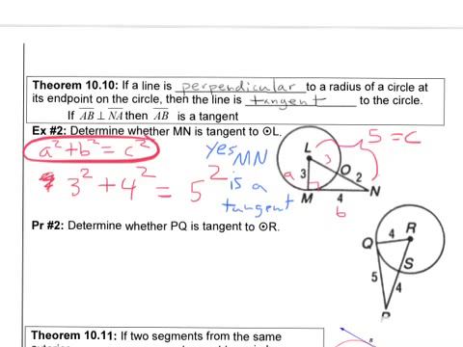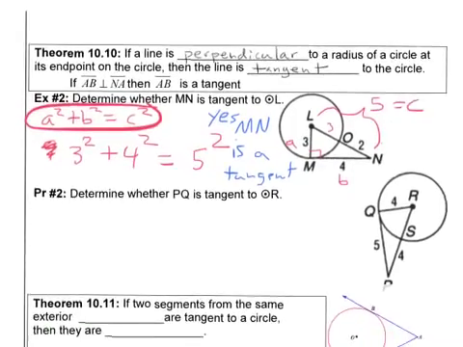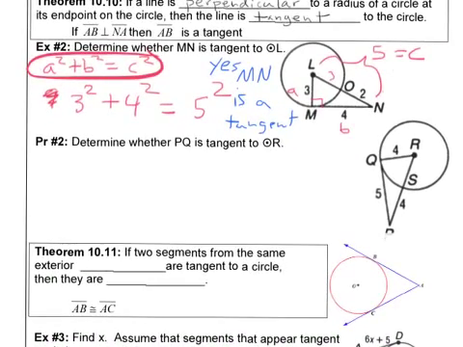Okay. I want you to use the same logic to determine whether or not PQ here, and this is P, it kind of got cut off, is a tangent to circle R. So you guys are going to do that one on your own. I suggest that you pause the video, and then I will put the answer up.